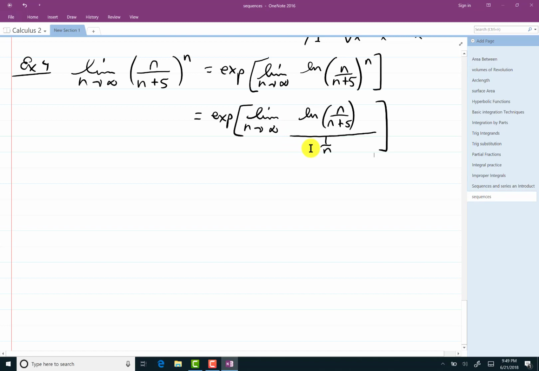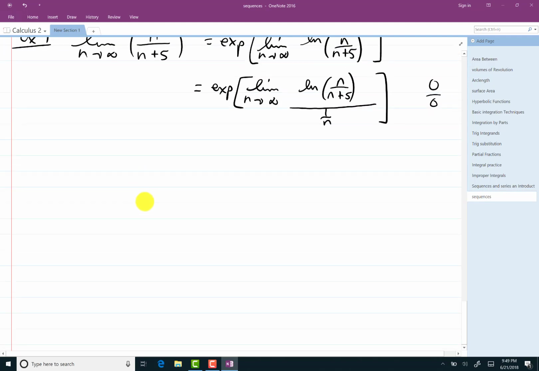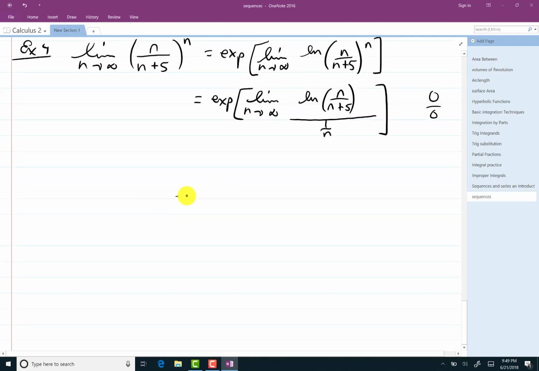How did I L'Hopitalize? Well, this piece here we can tell is going to 1. The natural log of 1 is 0. As n goes to infinity, the denominator goes to 0. So this is a 0 over 0, so it's a L'Hopital type problem. I'm going to leave a little space, and I'm going to work the continuous version of it.